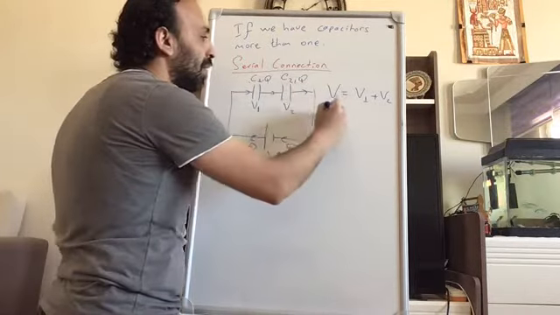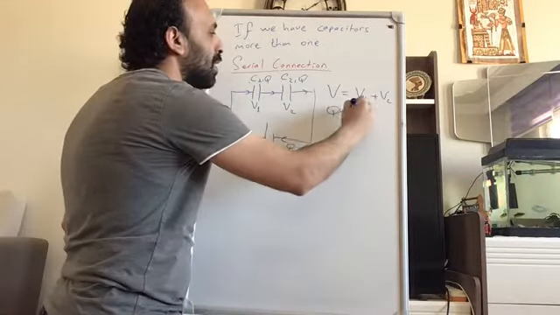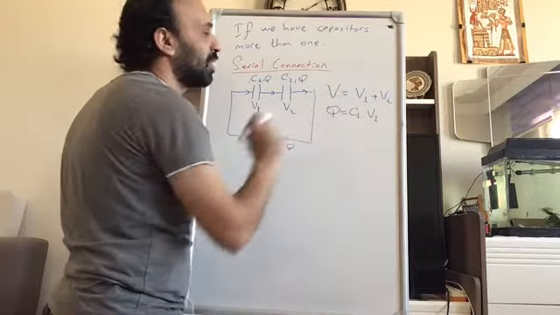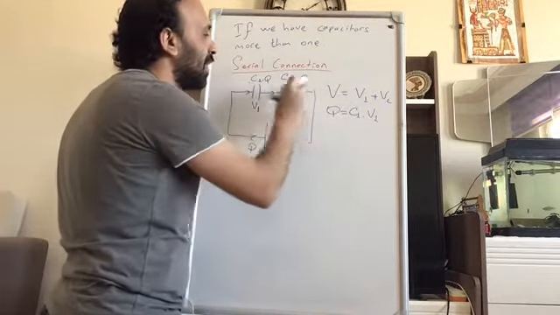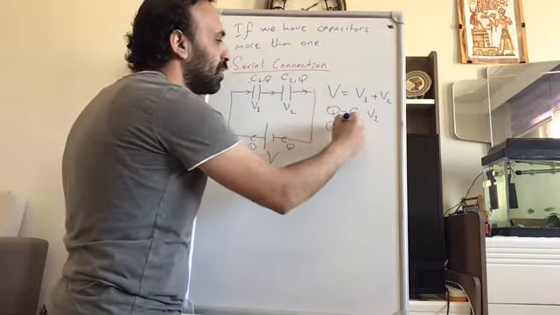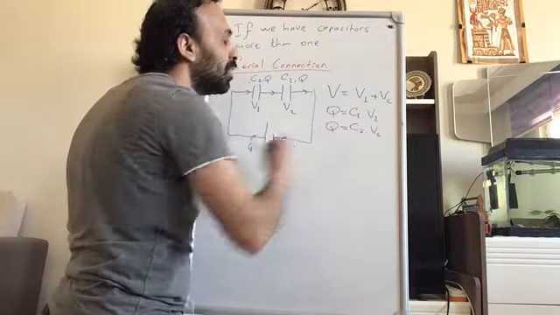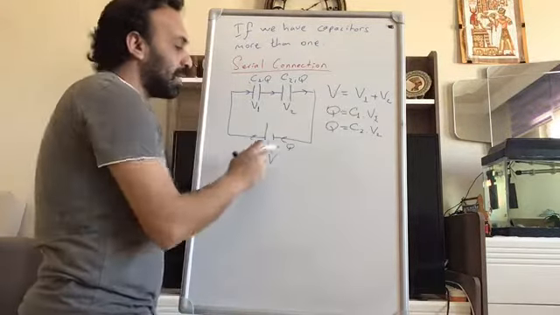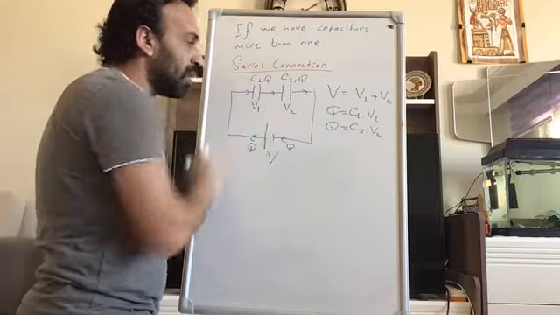So from here, Q will be equal to C1 times V1, remember the relation between the total charge and the electric potential, and from the second capacitor the same Q will be equal to C2 times V2, and it's going to stop when V1 plus V2 is equal to the V of the power supply.